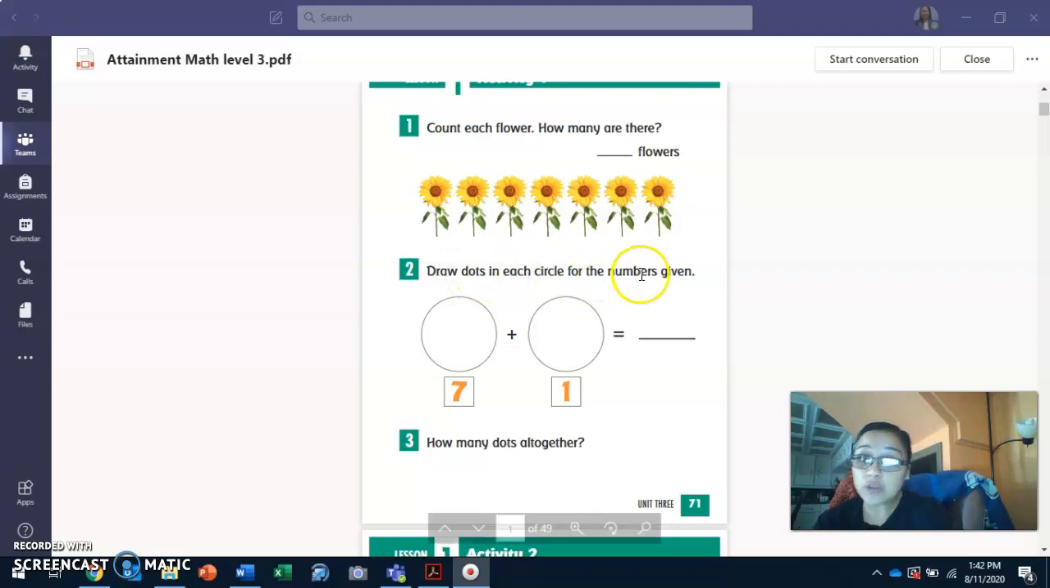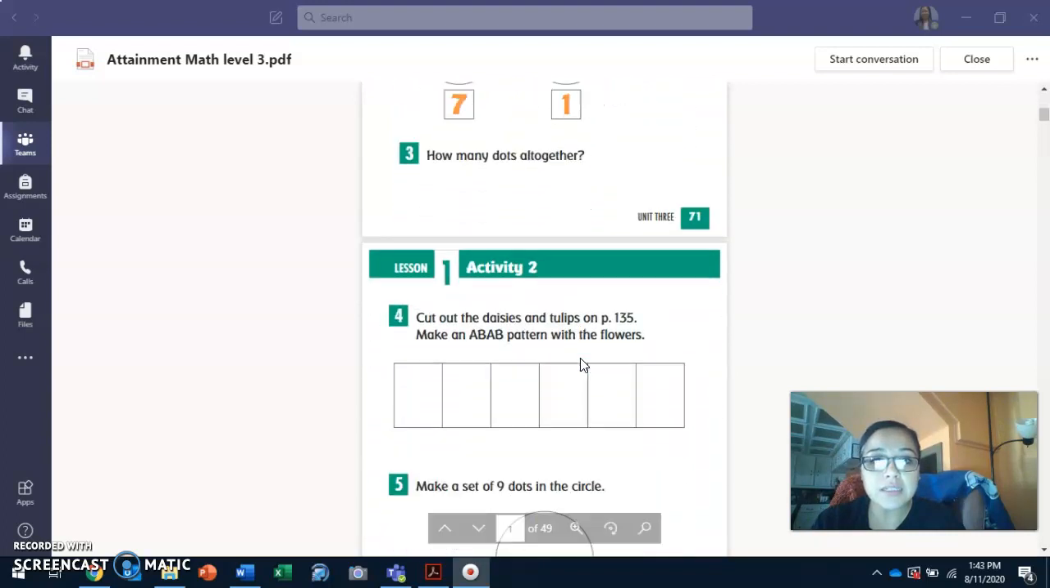So now on number 2, it says draw 2 dots in each circle for the numbers given. So I want you to write 2 dots. Remember, 2 dots. So make sure you're counting as you put 2 dots. And then you are going to do 7 plus 1 equals all together. And what do you get? Yes, good job. So how many dots do you have all together? Write your answer. Next worksheet.